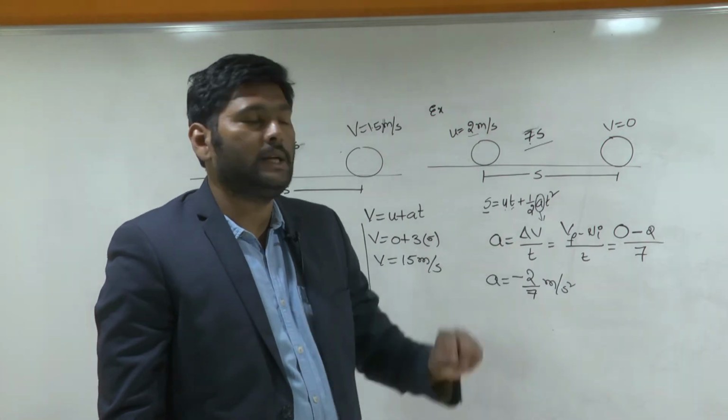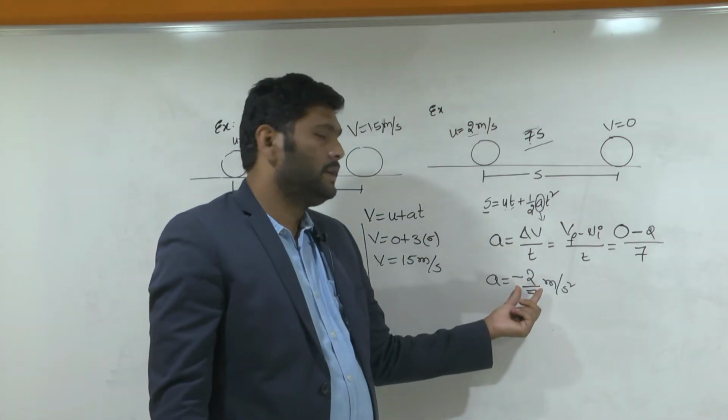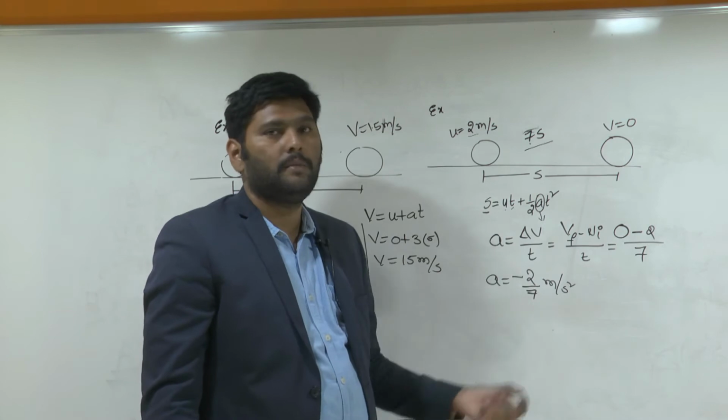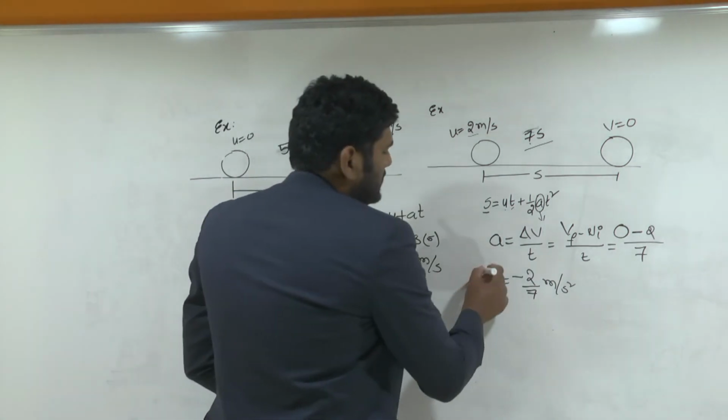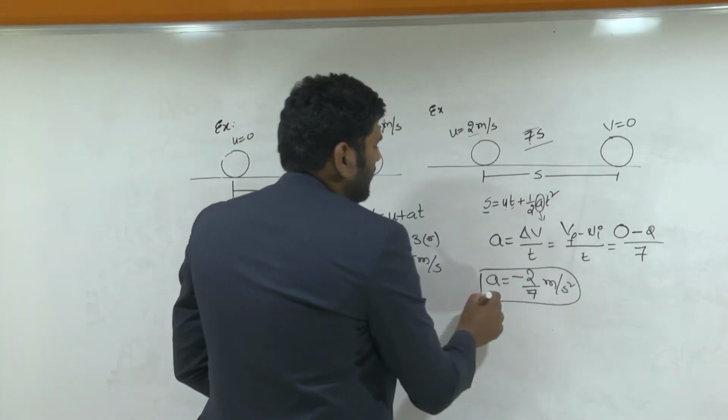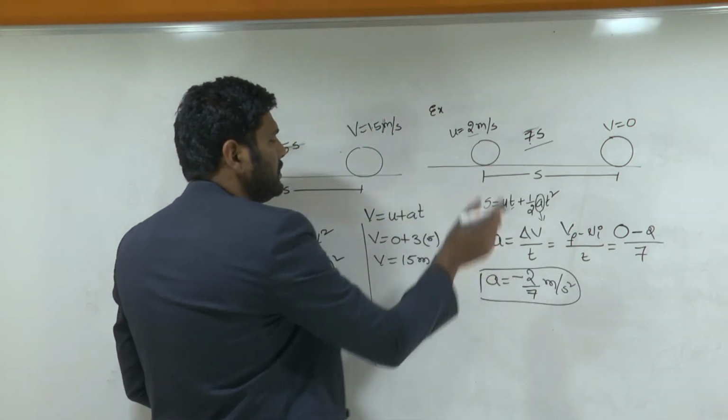Okay, what is the deceleration value here? Deceleration value is 2/7 meter per second square. Now this is a negative acceleration. You have negative acceleration, you can apply it in this situation.